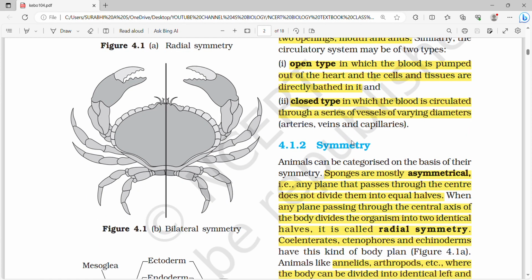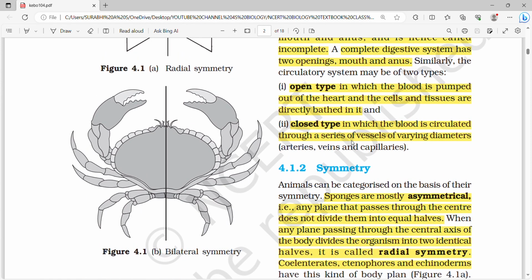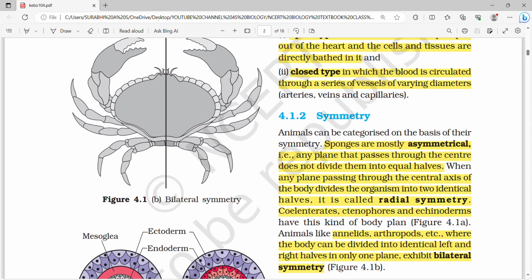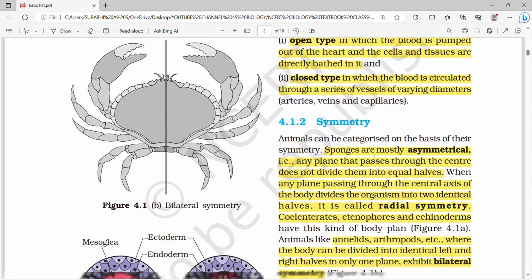And moving on to the circulatory system, open type and closed type. Closed type, in the sense, the blood is circulated through a series of vessels of varying diameters, and open type is where blood is pumped out of the heart and the cells and tissues are directly bathed in it. So the cells and tissues will be floating in the blood.